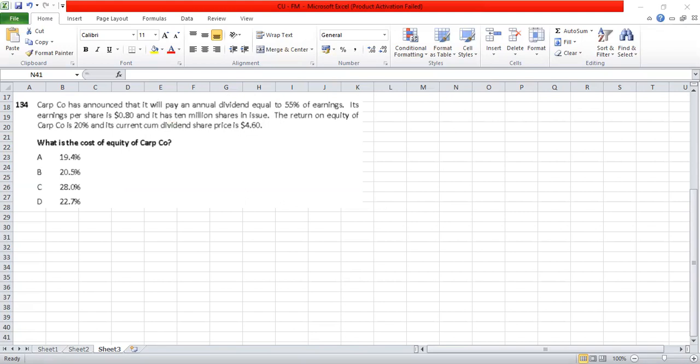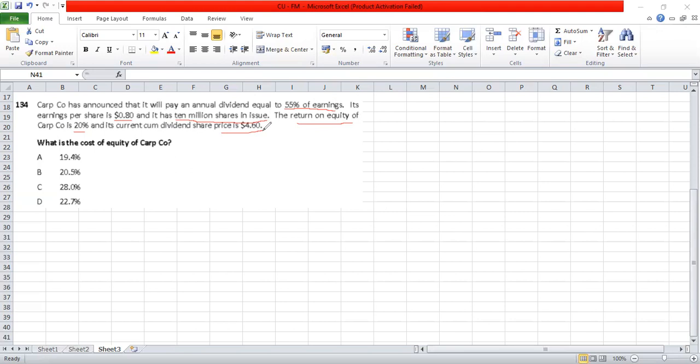Let's note down what are the details which are given. It has announced that it will pay an annual dividend equal to 55% of earnings. Its earnings per share is 0.80, and it has 10 million shares in issue. The return on equity is 20%. The cum dividend share price is 4.60. Fine.